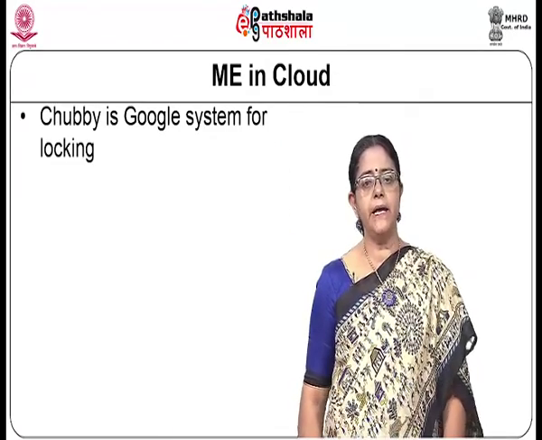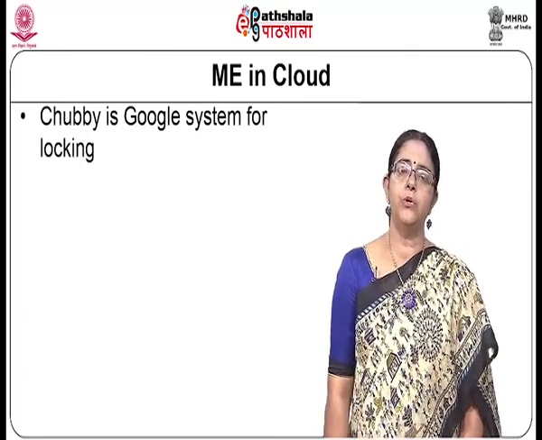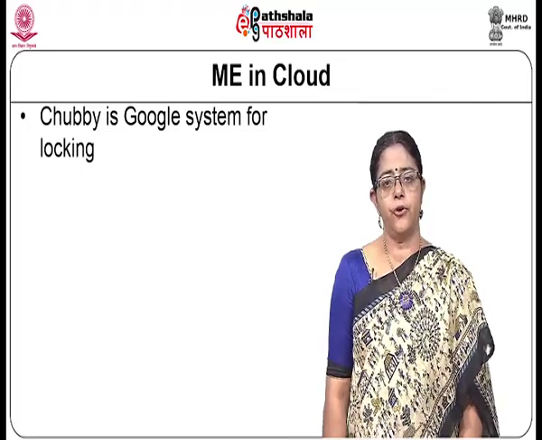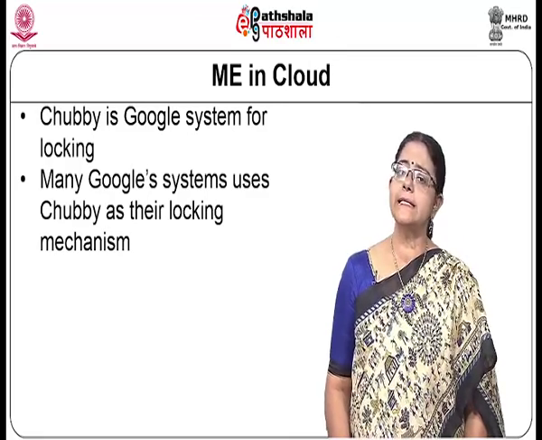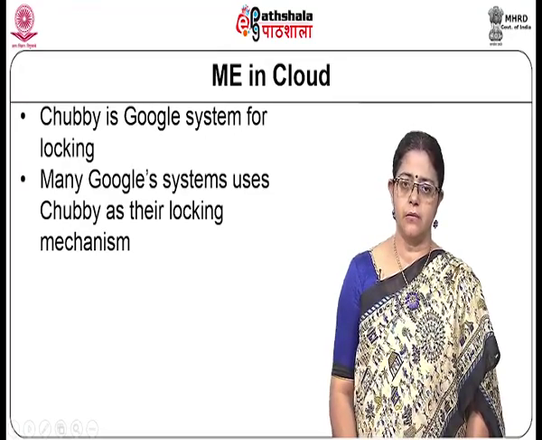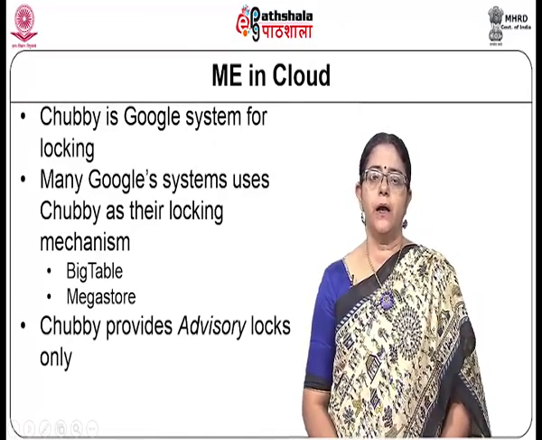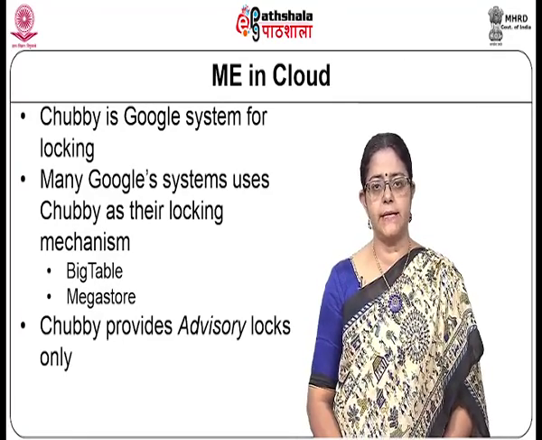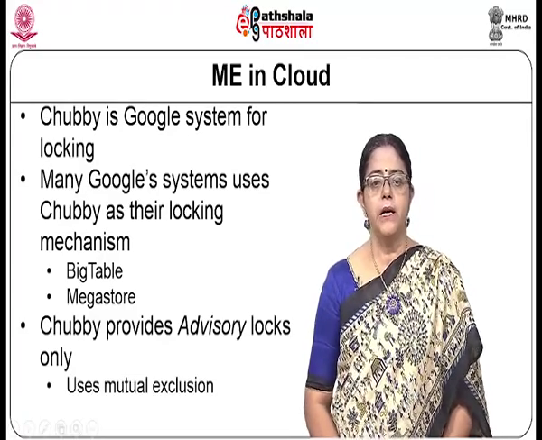So, this is how our environment works, and let us now look at who uses mutual exclusion in a cloud environment. Chubby is a Google tool which is extensively used by various processes for its locking mechanism. It is used by Bigtable, it is used by Megastore, and many other mechanisms in the cloud use Chubby as their locking mechanism, and Chubby provides what is called an advisory lock.